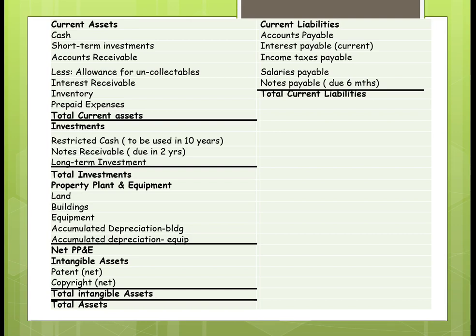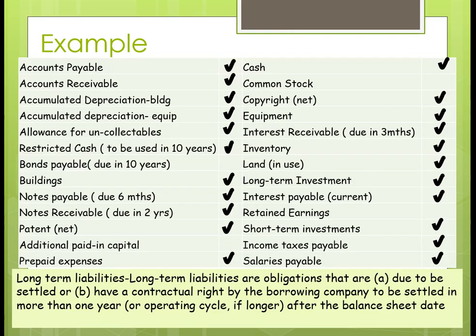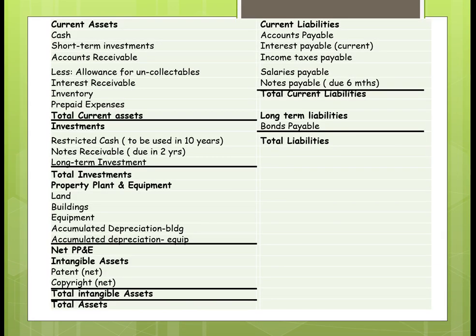Now we're going to do our long-term or non-current. So long-term liabilities are obligations that are due to be settled, or have a contractual right by the borrowing company to be settled, in more than 1 year after the balance sheet date. So we'll take a look at this. We've got bonds payable, and that's all we have. So that's what that looks like, and then we have our total liabilities.